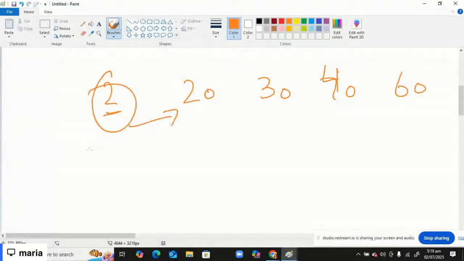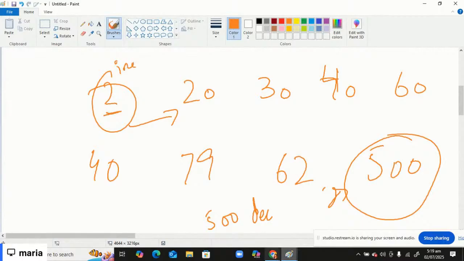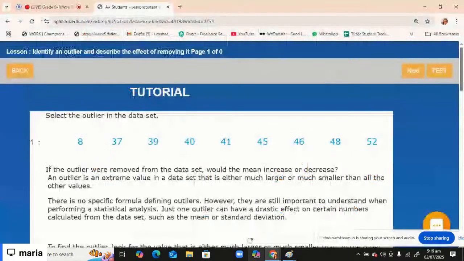When I put in 40, 79, 62, and then suddenly 500, this 500 is an outlier that decreases the mean. This 2 is an outlier that increases it. Because a smaller value always increases the mean, and a greater value always decreases it. It moves in the opposite direction of that.